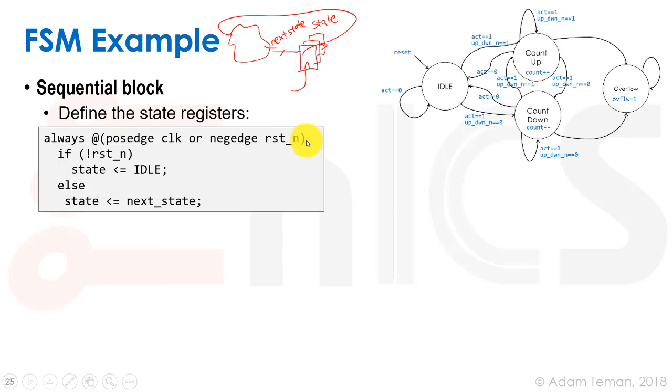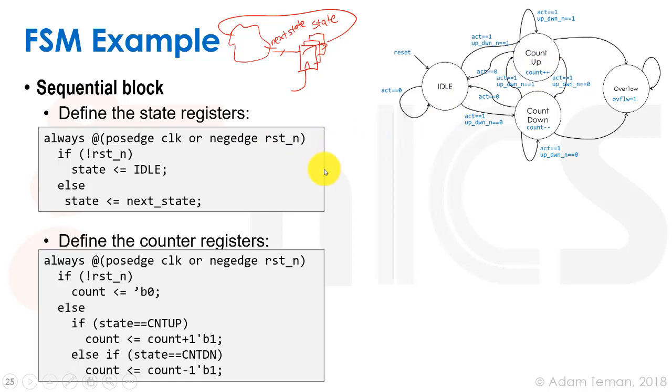We have one more thing that is synchronous, which is this count. Every time we're in count up, we're going to increment our counter. Every time we're in count down, we're going to decrement our counter. So always at posedge clock or negedge reset, we have this asynchronous reset that will put our counter back at 0. But if state equals count up, we're going to increment our counter. If state equals count down, we're going to decrement our counter. And basically, we're almost finished now.